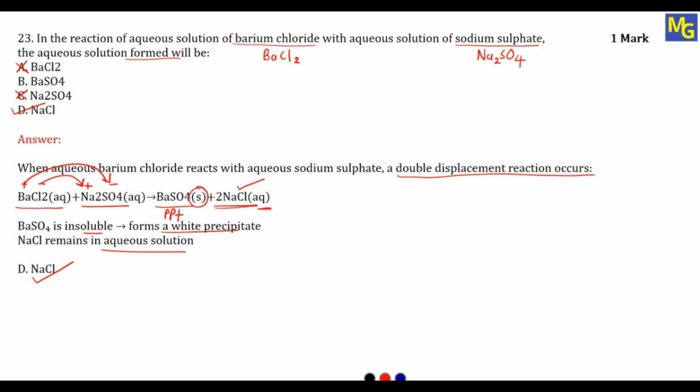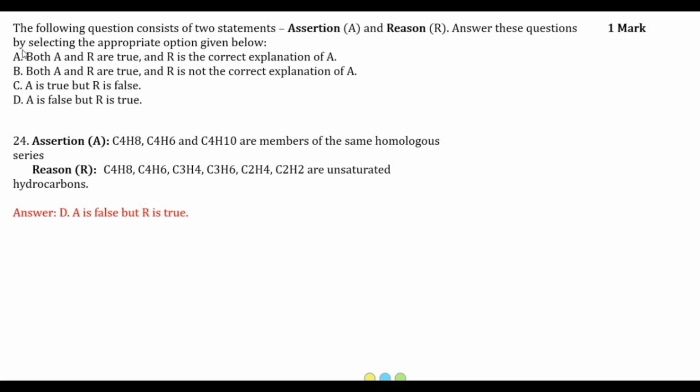After this, we will see the next question. Now we are going to see question number 24, and it is having assertion and reason. It is again carrying 1 mark. So first we will read the question. The following question consists of two statements, assertion and reason. Answer these questions by selecting the appropriate option given below. So we have here 4 options.